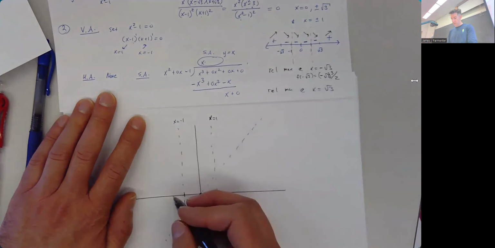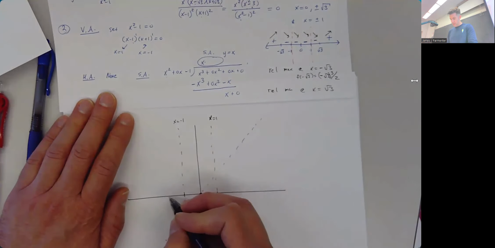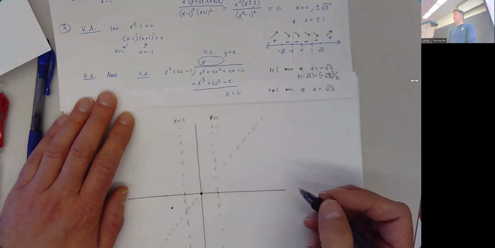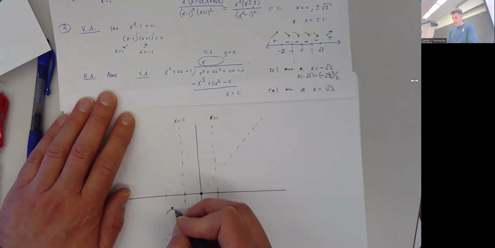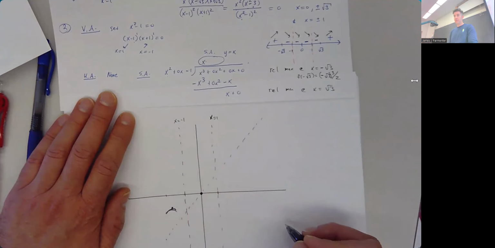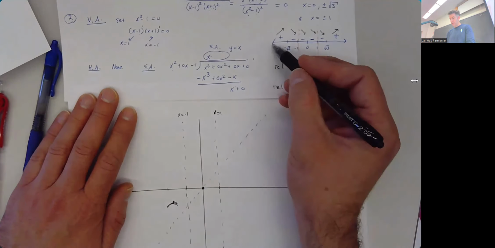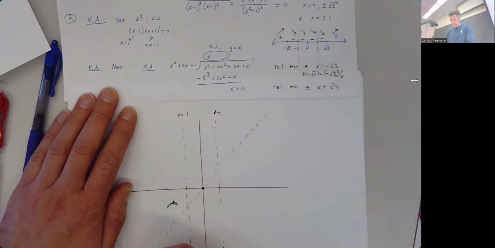So -√3 cubed over 2 should be a negative number. So we have some sort of -√3, which is between -1 and -2. Maybe it's right about there. Some negative number. That's supposed to be a relative maximum, meaning I should be doing something like that, right? Because we're going to be increasing and then decreasing. So we're going to do this.